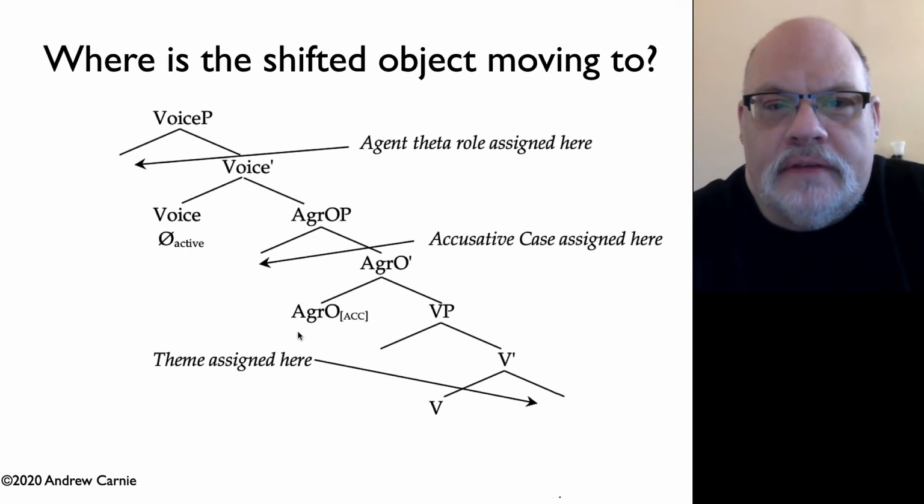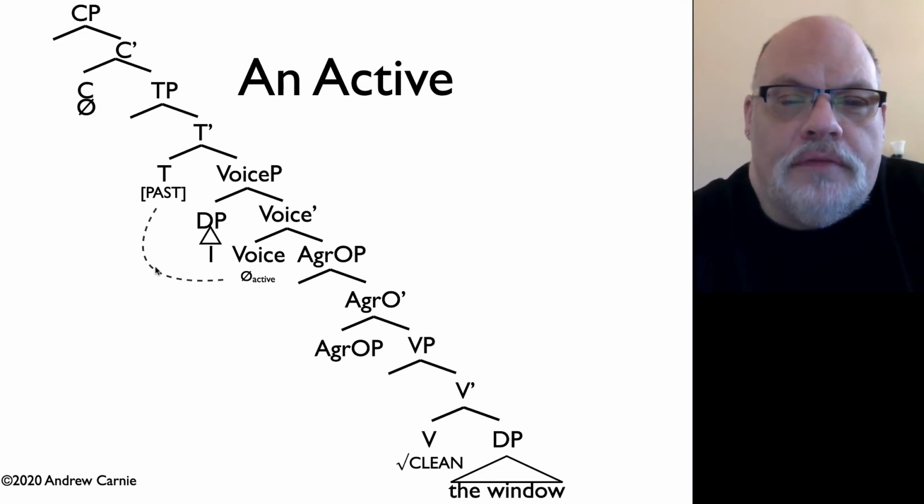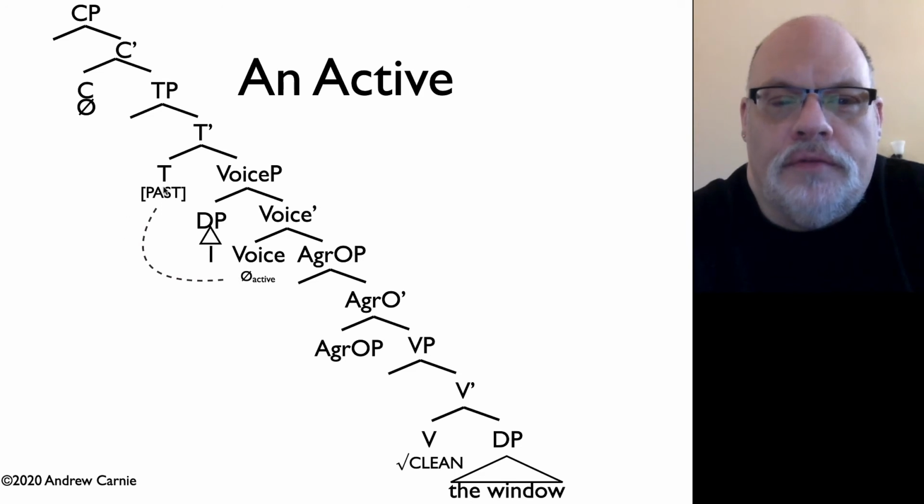We can extend this to explain English. Now, this is quite a complicated tree, but it's made up of bits you've already seen. So let's just start off by looking up here. You've seen all of this before. We have a voice phrase which introduces the agent role in the specifier. We have some kind of relationship between voice and T. Let's not worry about that, so that's why I've indicated it with a dotted line. That's either covert movement or affix lowering or some kind of selection. It doesn't matter. There's some kind of relationship there.